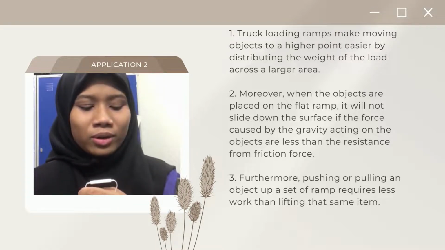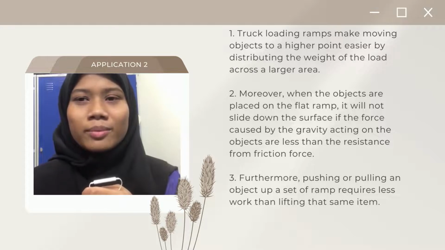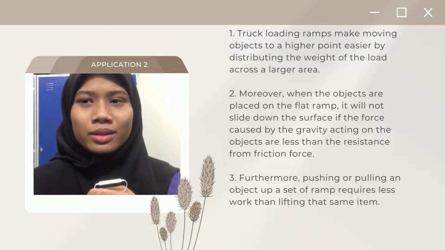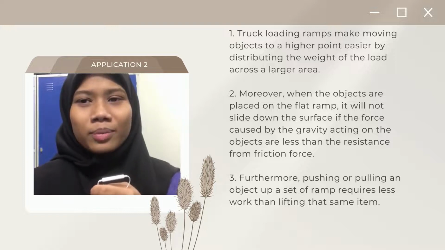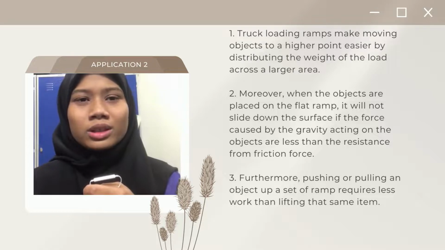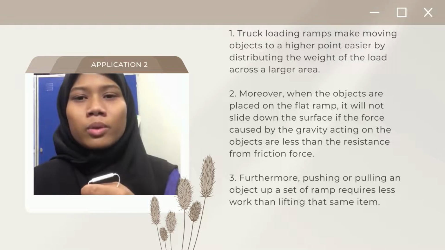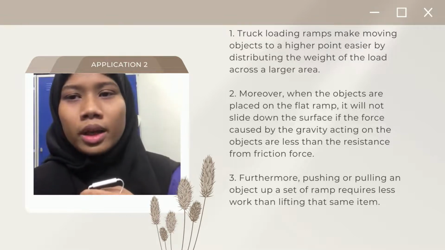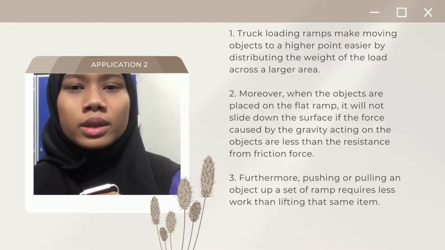I will present about the loading ramp on a truck. A truck loading ramp makes moving an object to a higher point easier by distributing the weight of the load across a larger area. Moreover, when objects are placed on the flat ramp, they will not slide down the surface if the force caused by gravity acting on the object is less than the resistance from the friction force. Furthermore, pulling or pushing an object up a ramp requires less work than lifting the same item.